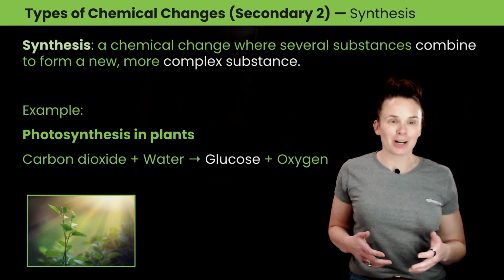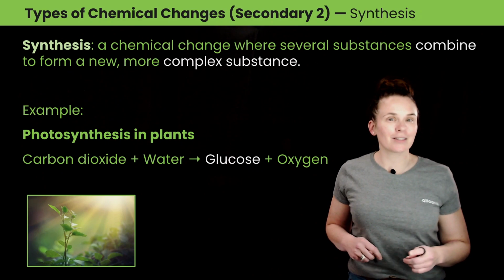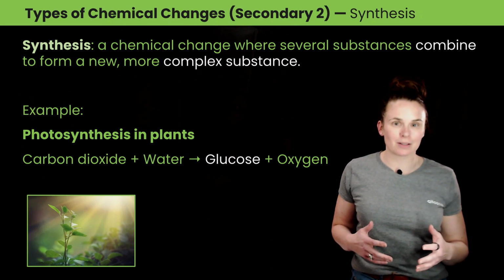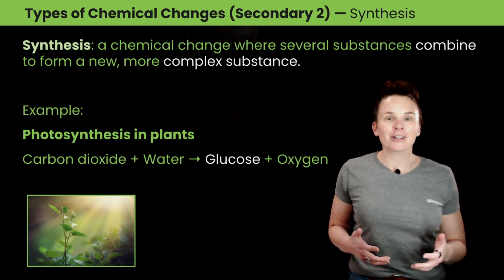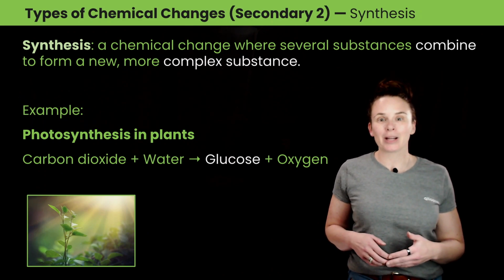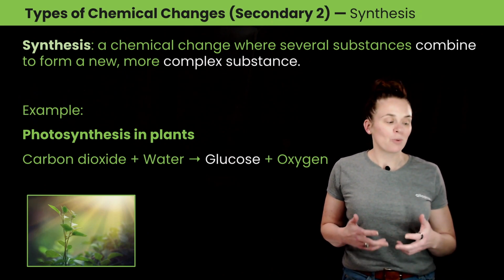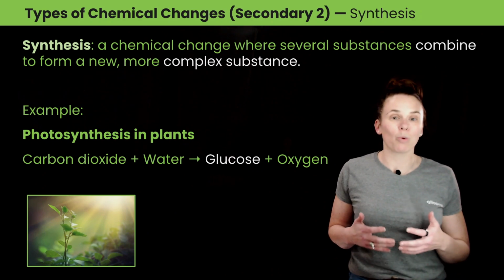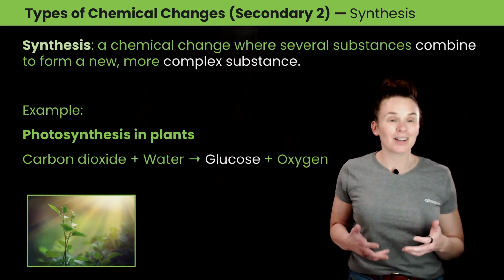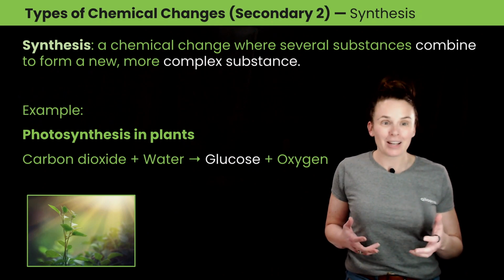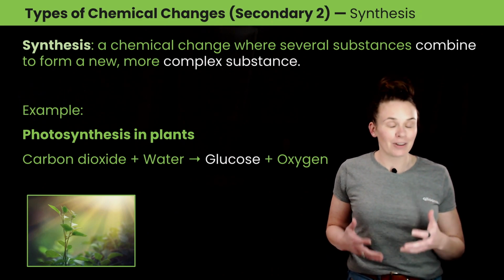The first one that we're going to talk about is synthesis. And synthesis is a chemical change where several substances combine to form a new, more complex substance. So for example, we have photosynthesis in plants. And when that happens, we have carbon dioxide that mixes with water, and it forms glucose, which is this big molecule, plus oxygen, which is brand new. So as you can tell, we have a chemical change here.